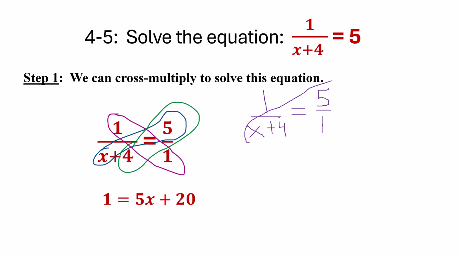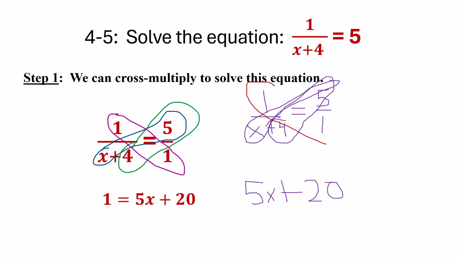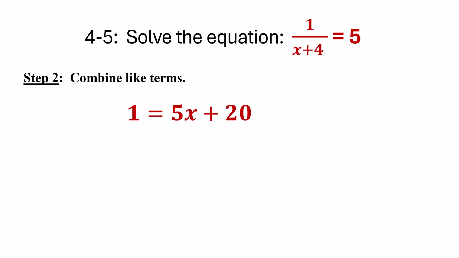So this is 5x. This is a plus sign. Plus 20. I'm going to cross multiply the ones, and 1 times 1 is always 1. And because you're cross multiplying, you have an equal sign. You have to have some of it on one side, some of it the other side, and it goes over. That's how it works. Like terms.